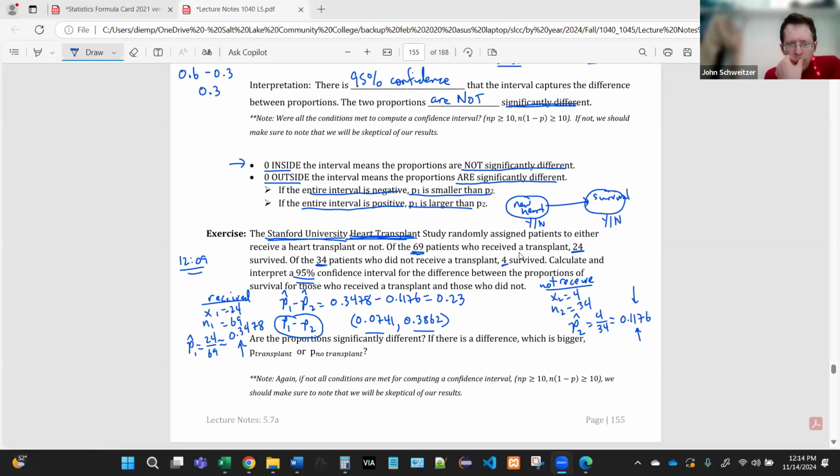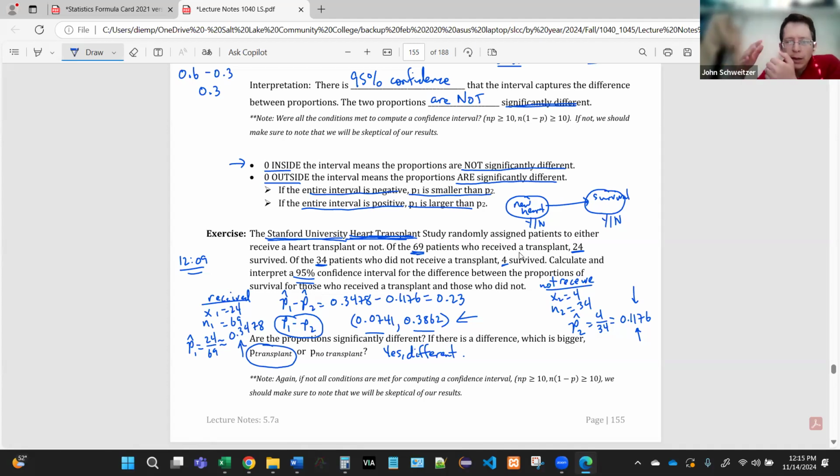So good stuff here. So are the proportions significantly different? Yes, they're different. And we can tell they're different because 0 is not in the interval. And if you look at the interval, it consists entirely of positive numbers. So that means the proportion of people getting the transplant who survive is higher than the proportion who don't get the transplant and survive, right? So good.